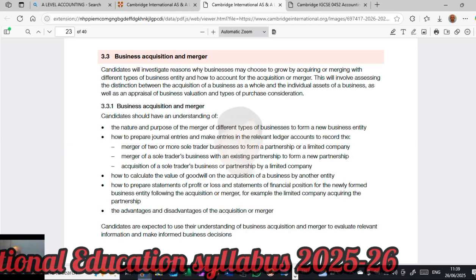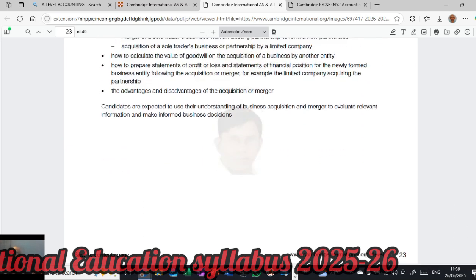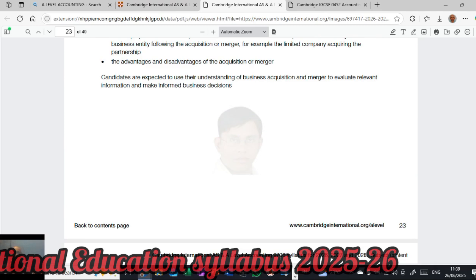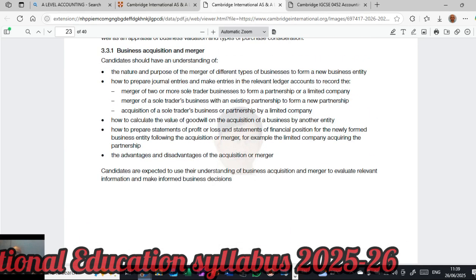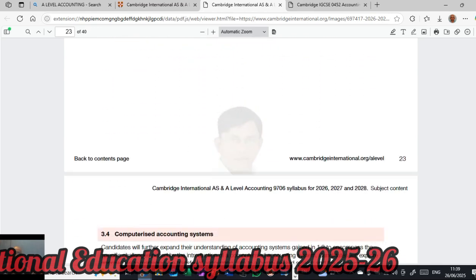Business acquisition and merger. Candidates will investigate reasons why a business may choose to grow. Business acquisition: how to account when there is a business acquisition and when there is a merger, when two businesses come together and form an entity, what the synergy is, the advantages of synergy and all these things. It is a very important lesson. Candidates are expected to use their understanding of business acquisition and merger to evaluate relevant information and make informed business decisions. So this is another part you will learn here.